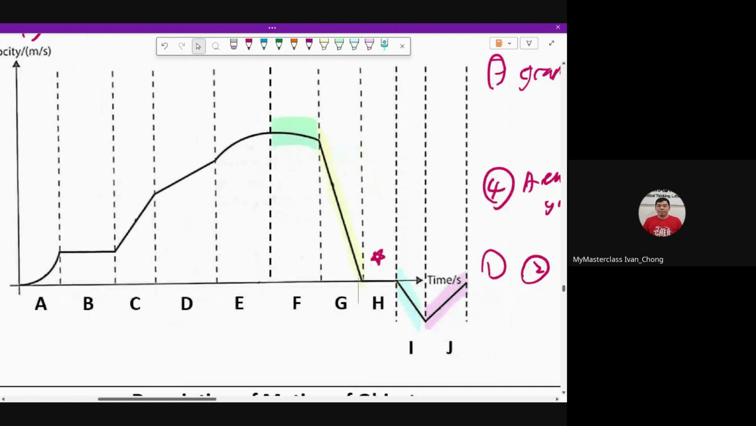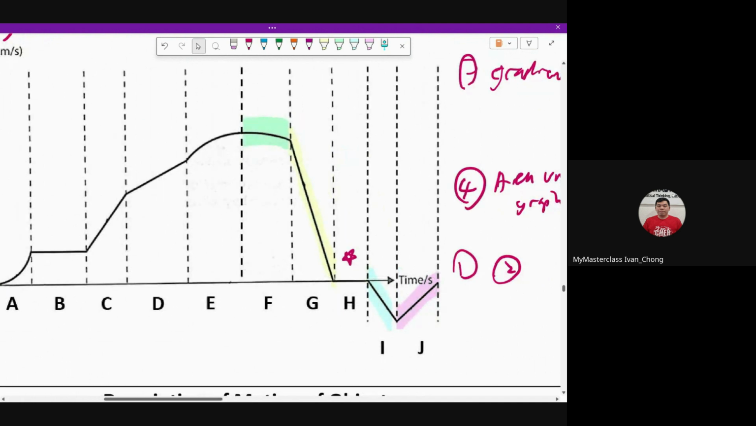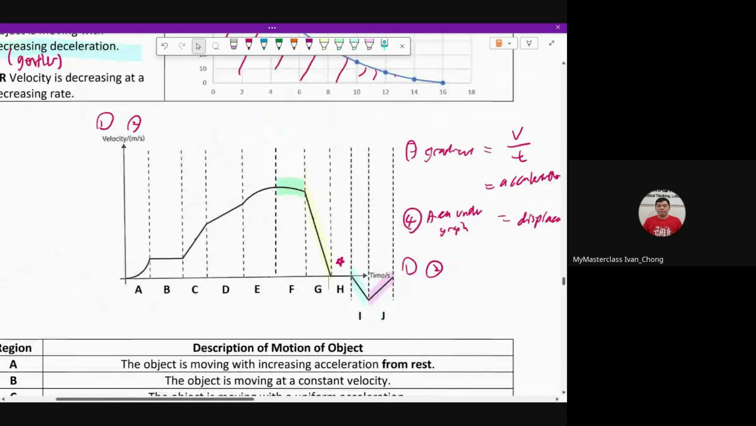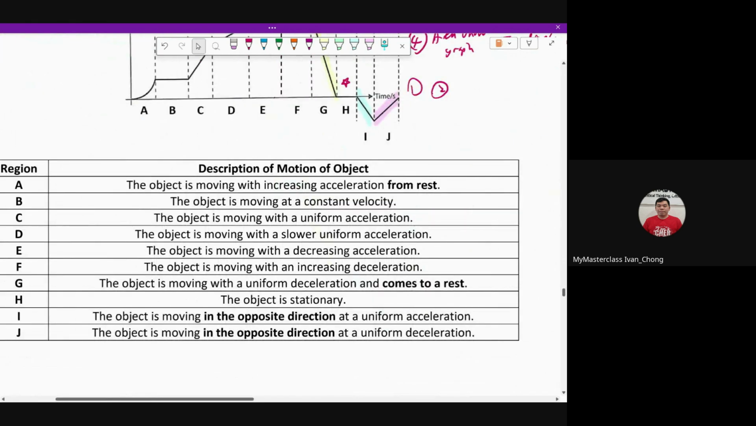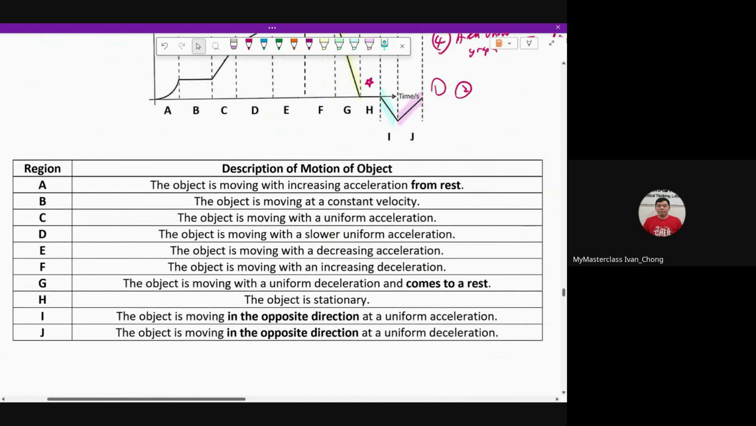All right, so for F itself, you can see that this is now downward sloping. Downward sloping means you have deceleration. And what happens over here, you have increasing deceleration. And this one over here, you have uniform deceleration. So you can see in F and G, you need to change your phrasing a little bit.